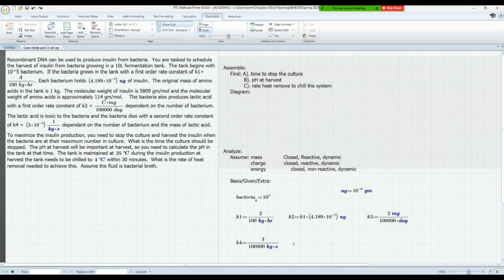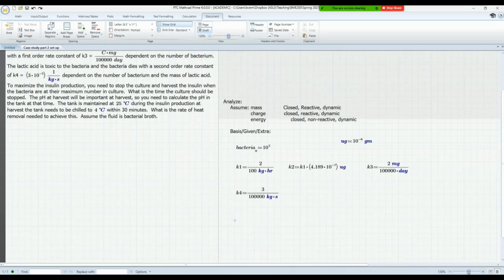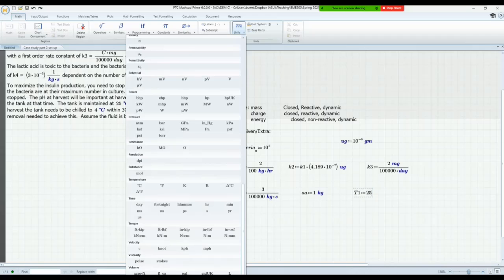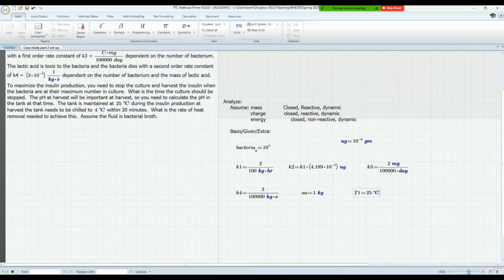K5. I use a K5. There's no K5, is there? Nope. All right. What else is given? Let's see. So now some of the extra things we're going to need. Oh, actually given was the amino acid. Was 1 kilogram to start with. We are given some temperatures. T1 is 25 degrees C. And then T2 is 4 degrees C.